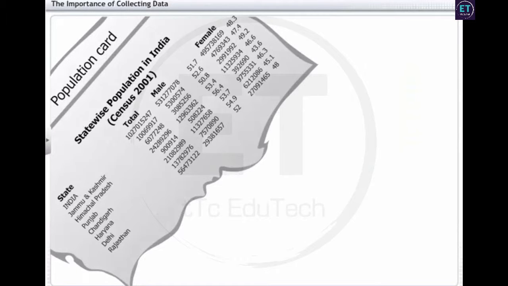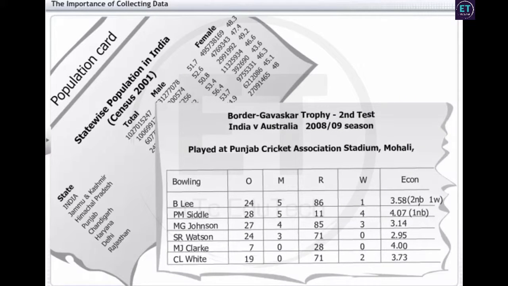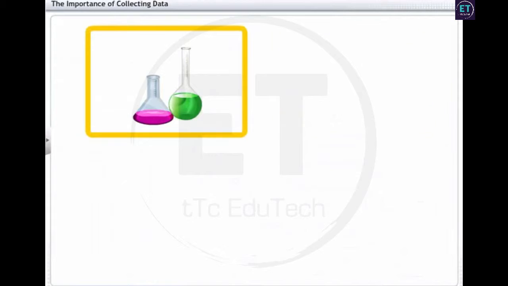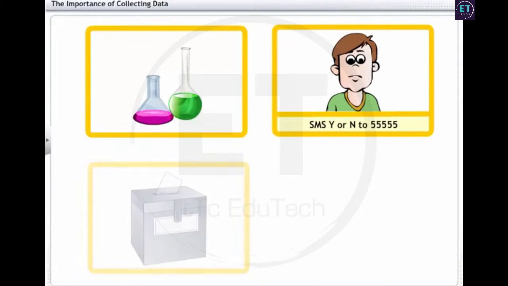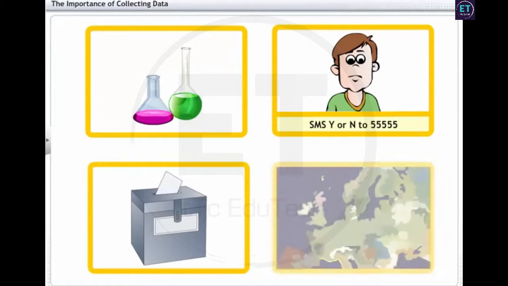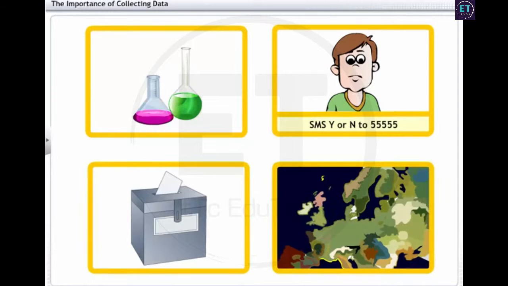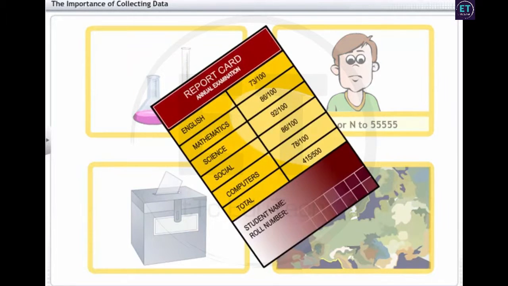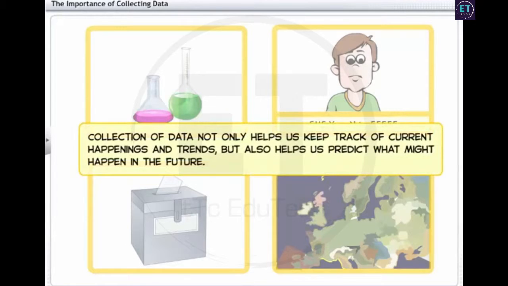Data is not just about population surveys or cricket scores. Data is continuously being collected all around us through scientific experiments, opinion polls, election results, satellite images, and much more. Even your report card is just a collection of data about your year-round performance. All this data not only helps us keep track of current happenings and trends, but also helps us predict what might happen in the future.